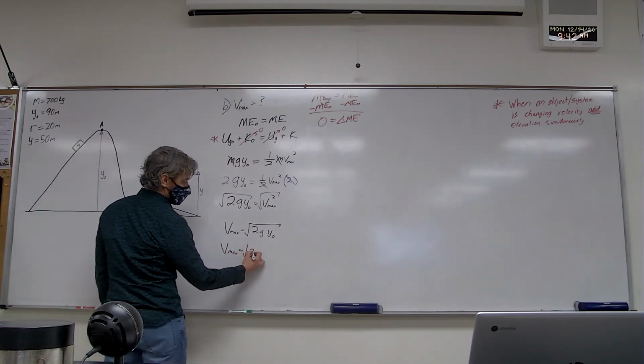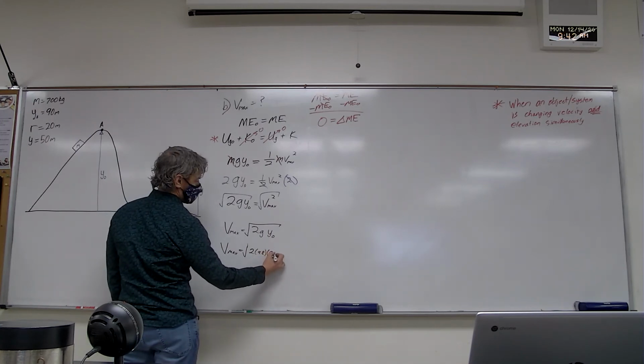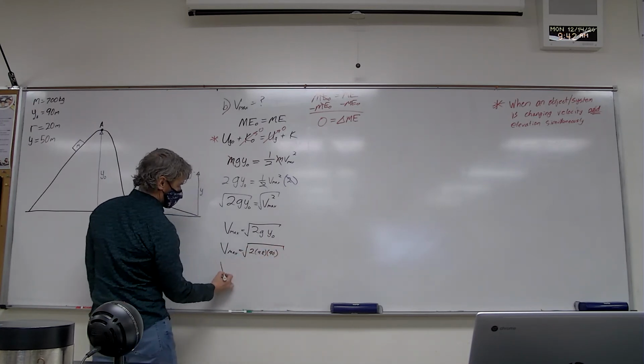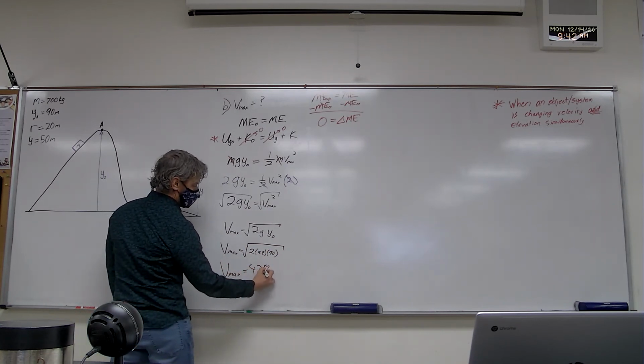So square root of 2 times 9.8 times the initial height of 90 meters. And obviously, it's easy to see doing that in your head that that's 42 meters per second.